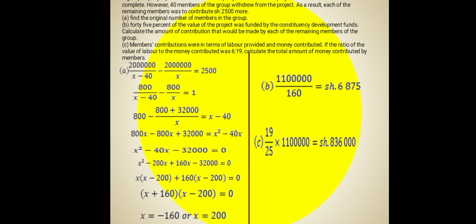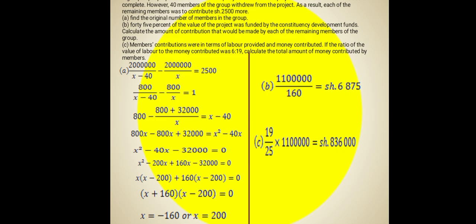Now, part B of the question we have been asked, 45% of the value of the project was funded by a constituency development fund. Calculate the amount of contribution that would be made by each of the remaining members of the group. Now, if 45% is funded by CDF, it means 55% will be funded by the group people who remain. So we take 55% of 2 million and we get it to be 1.1 million.